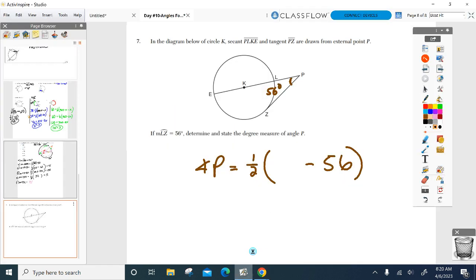Nine. Who's got 9? How'd you find that major arc? It was missing here. EZ. How'd you find that? Good. And what'd you get for the major then? 124. Subtract them, take half of it. What's angle P? 34? We good? 34? There you go.